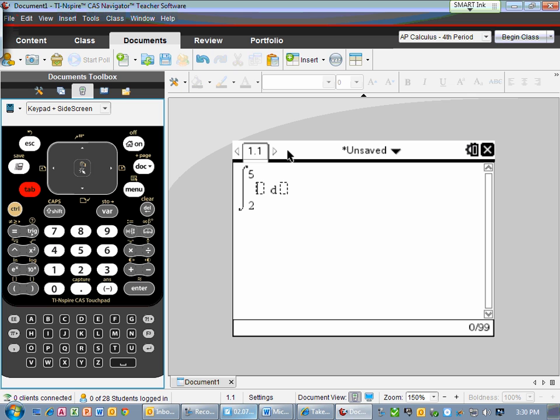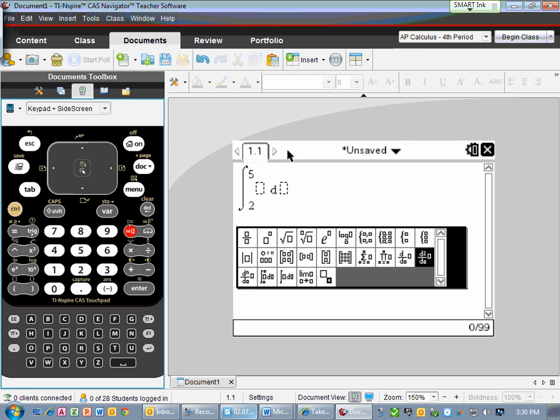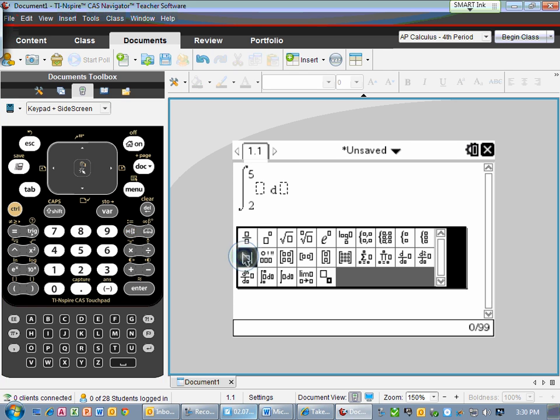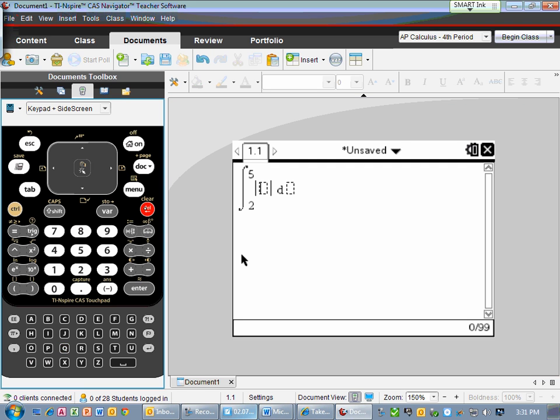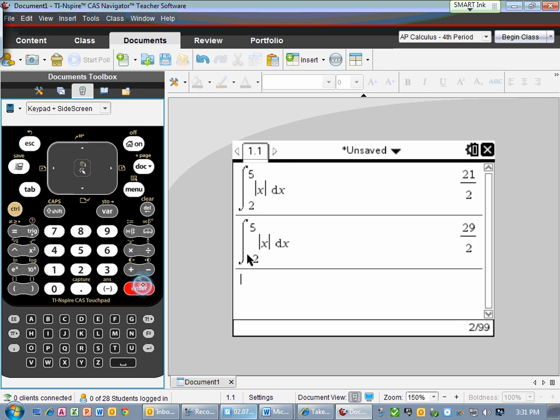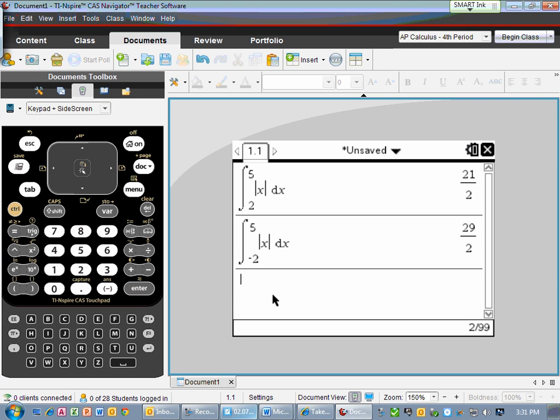And so we want the absolute value, so we get that under our catalog button right here. Absolute value of x. And so we get, oh, help with this negative. -2. There we go. So we get 29/2. Okay? So you can check your answers.